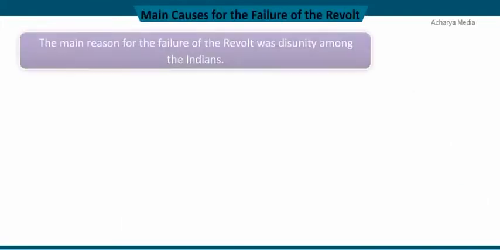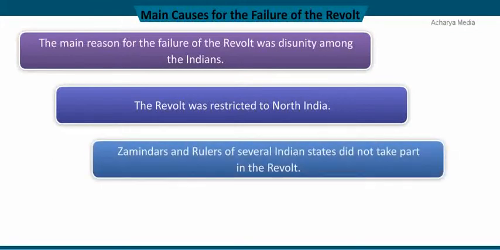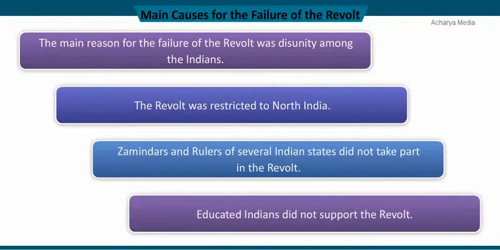Main causes for the failure of the revolt. The main reason for the failure of the revolt was disunity among the Indians. The revolt was restricted to North India. Punjab, Sindh, Rajasthan, and regions in South India did not participate in the revolt. Zamindars and rulers of several Indian states did not take part in the revolt. They remained neutral. Educated Indians did not support the revolt.